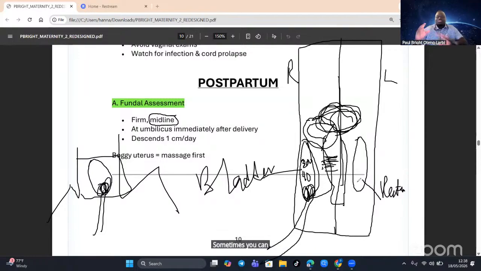Sometimes you can top it up with some uterotonics, this oxytocin and all these. Right? Give it a little. Sometimes you can even give a little oxytocin. I remember we used to give oxytocin, a small dose, to the body of the uterus. Contract it, bring the head to the center.